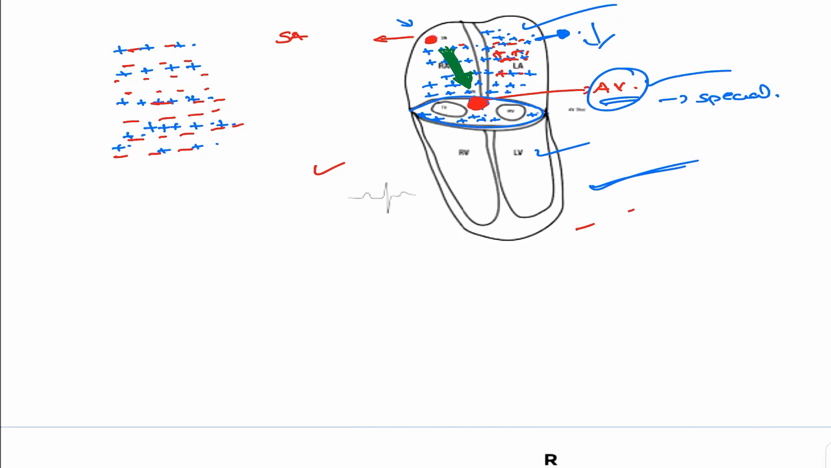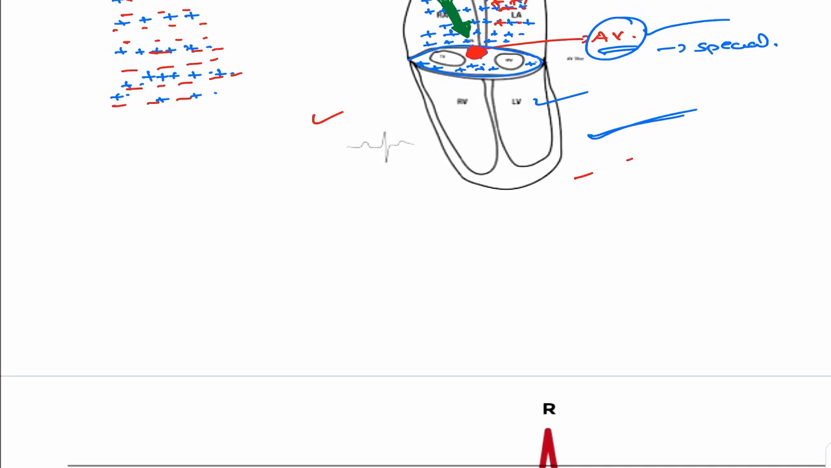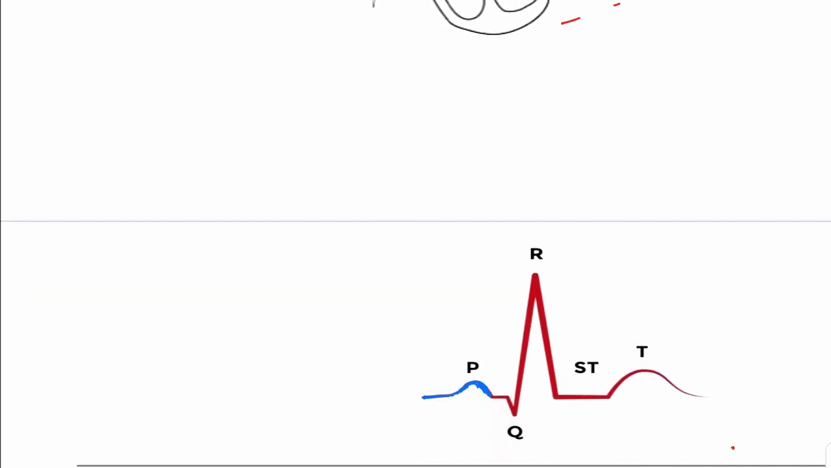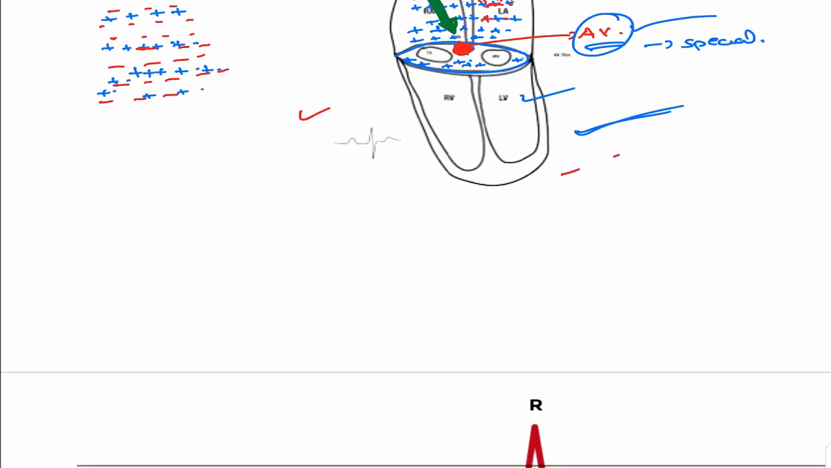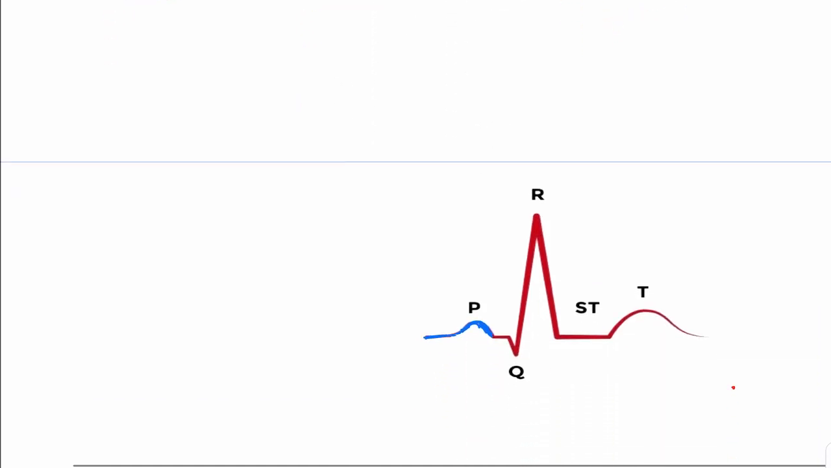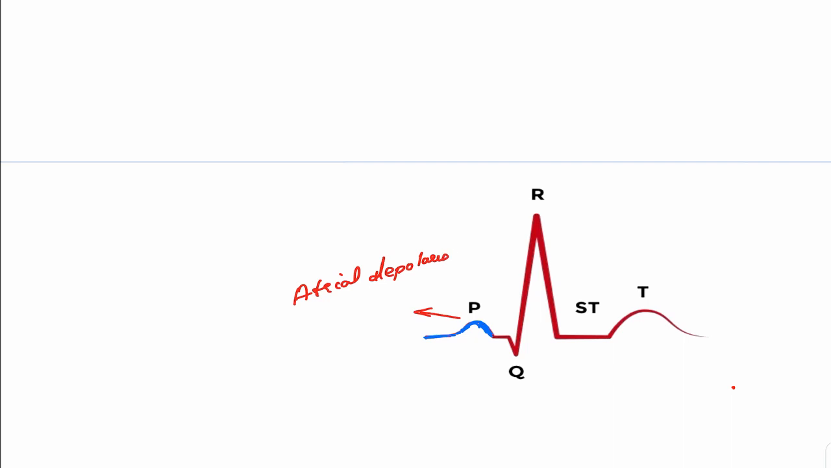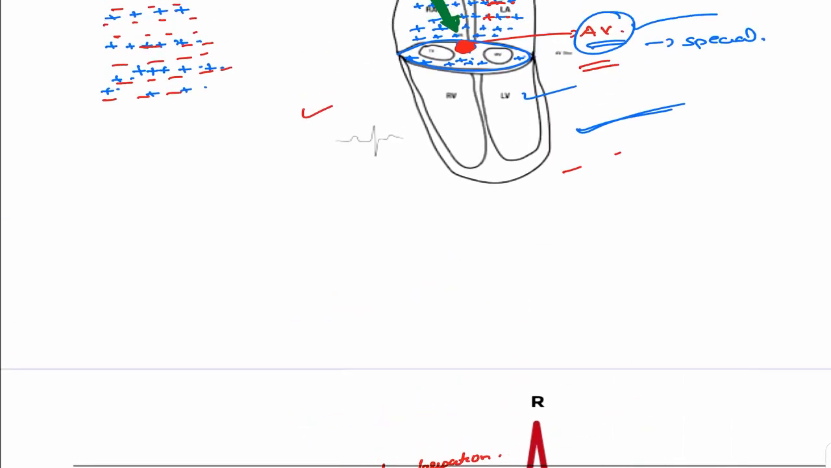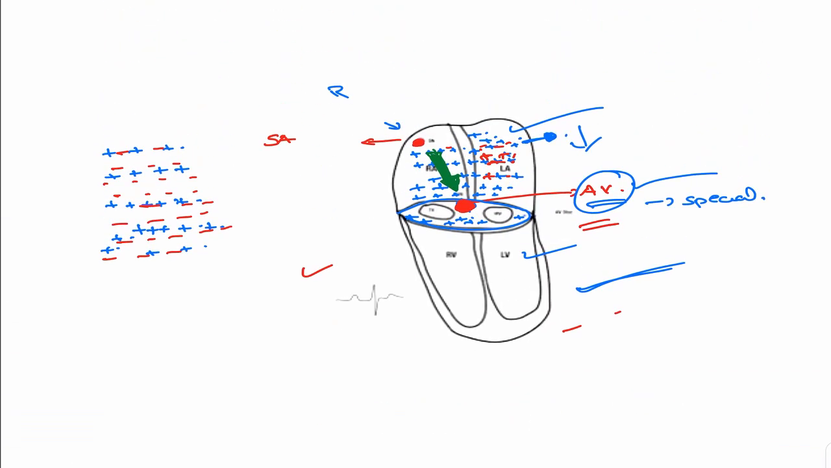Another thing is that it's a very slow conductor. It conducts very slowly. So these two reasons are why the ECG machine doesn't show any deflection during the period of the AV nodal depolarization. So what is the P wave? What we saw was atrial depolarization, isn't it?